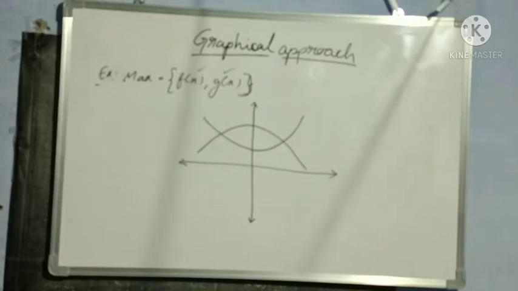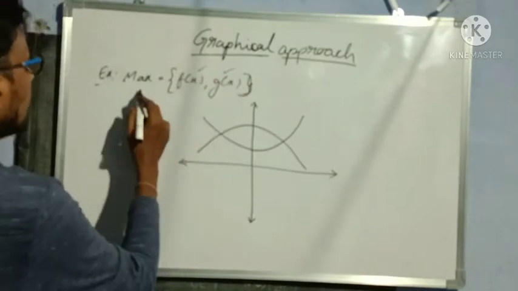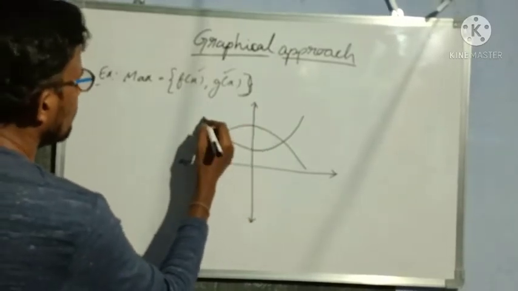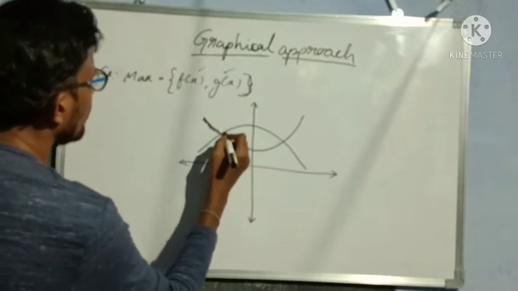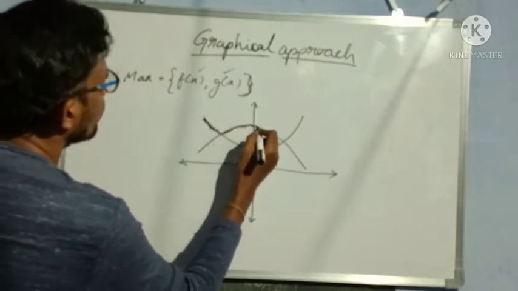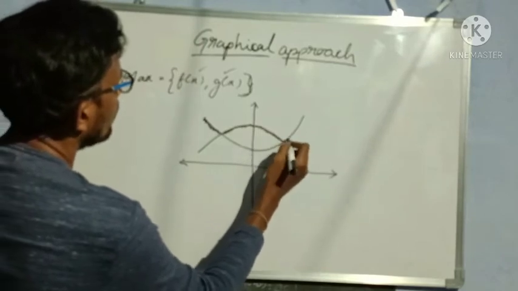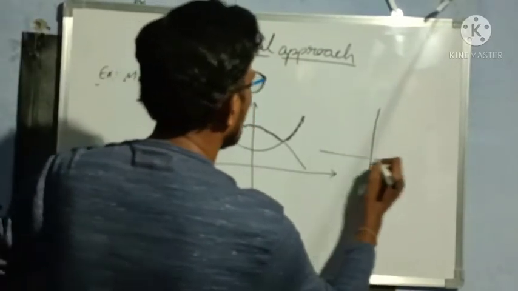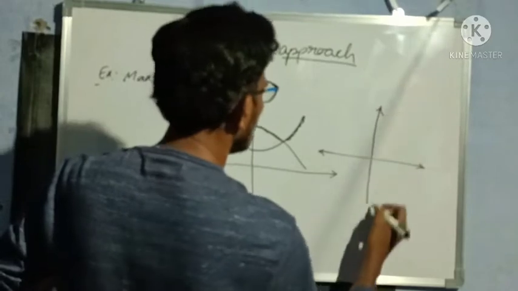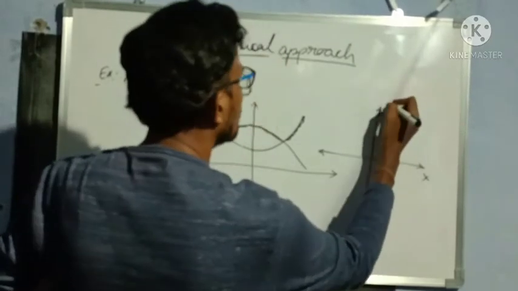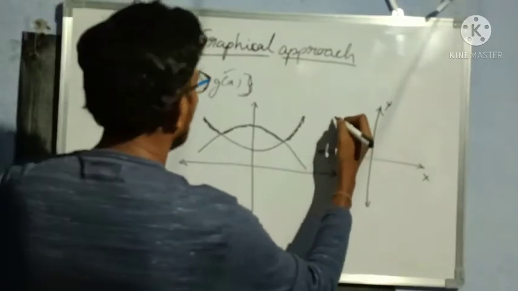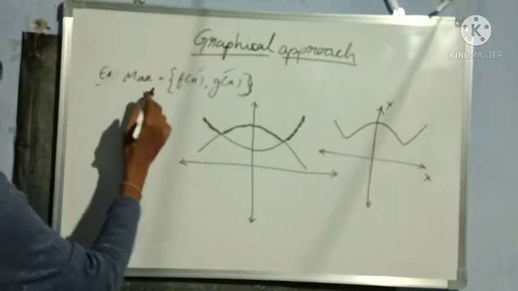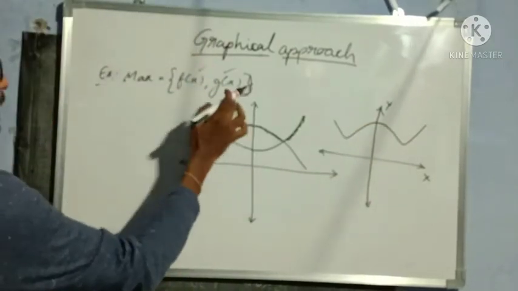Now when finding the maximum value of f of x and g of x, we need to consider only the top graph, that is the upside graph only. So this part, this part, and then this part. Our graph will change to something like this. This is the x-axis, this is the y-axis, and our graph will be like a W. This becomes the maximum value of f of x and g of x.